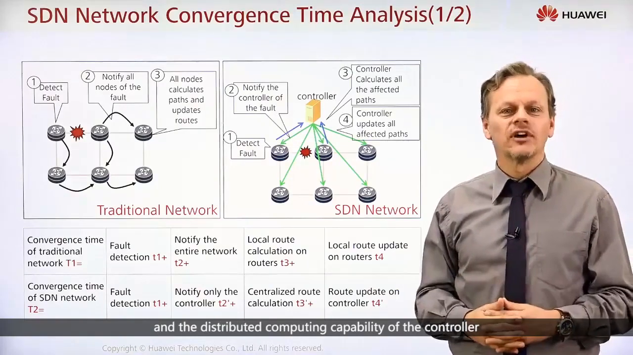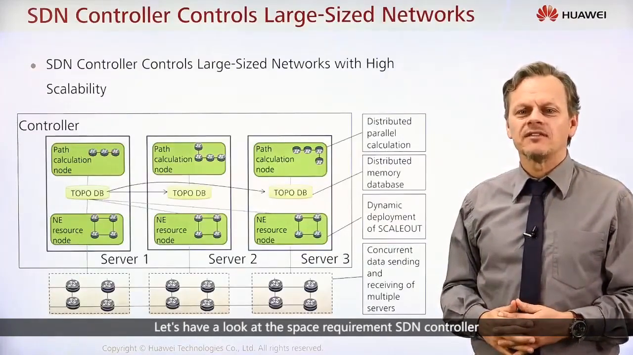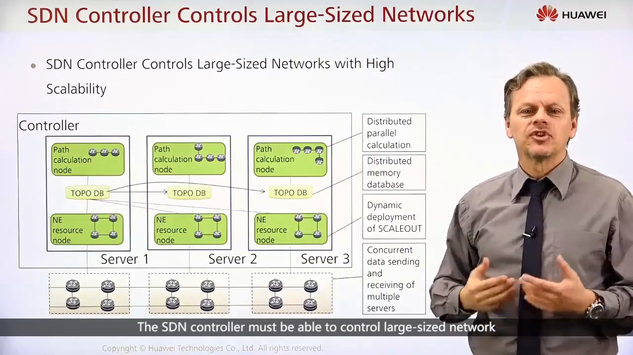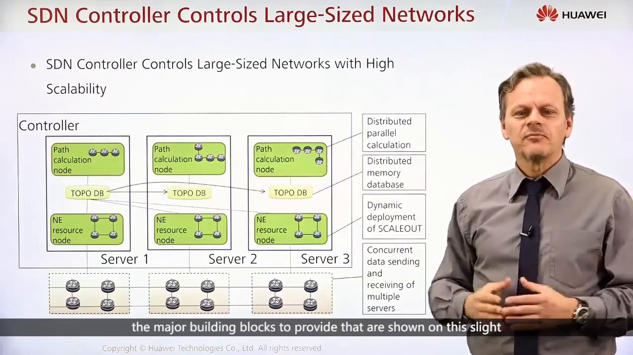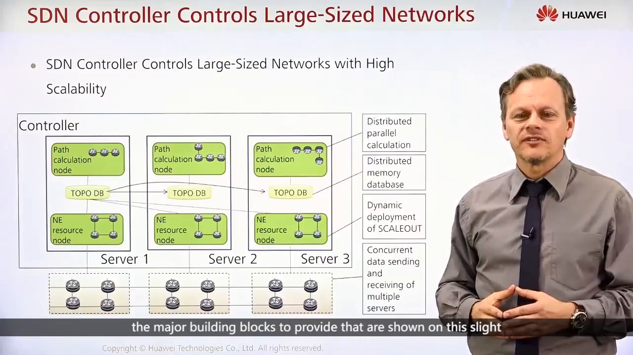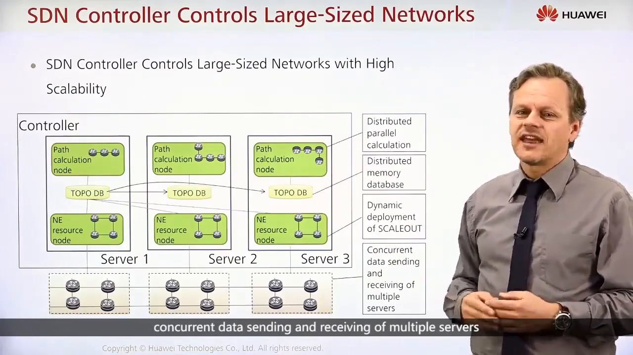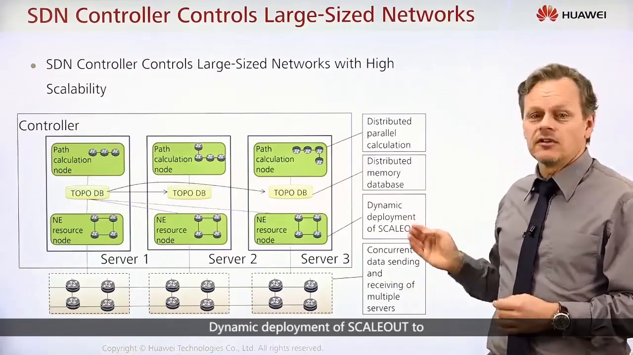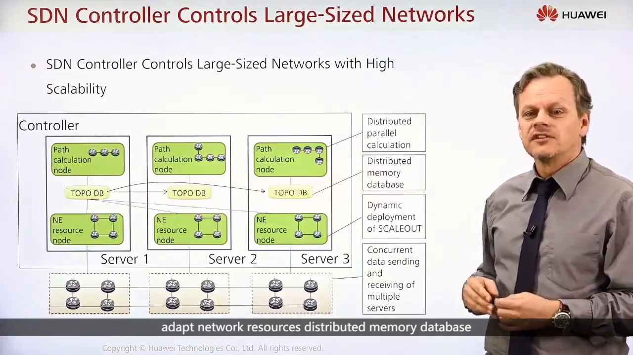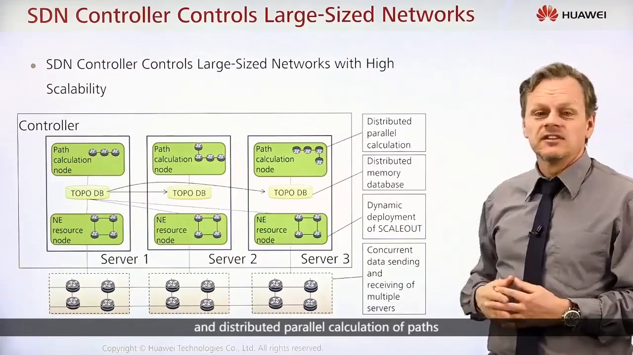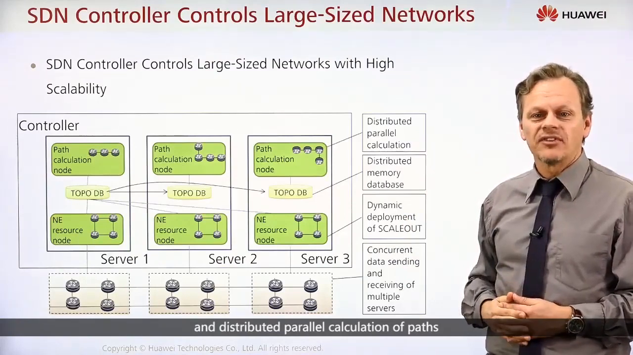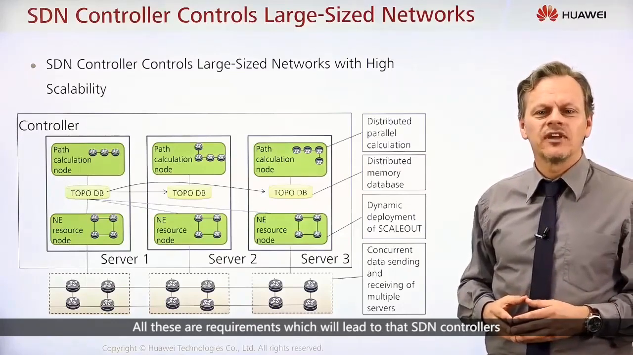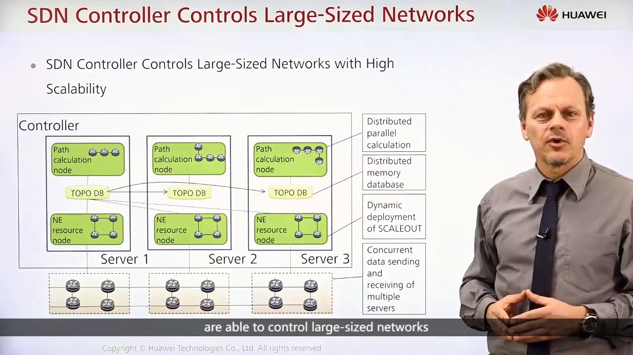Let's have a look at the space requirement of an SDN controller. The SDN controller must be able to control large-sized networks. The major building blocks to provide that are shown on this slide: concurrent data sending and receiving of multiple servers, dynamic deployment of scale-out to adapt network resources, distributed memory database, and distributed parallel calculation of paths. All these are requirements which will lead to that SDN controllers are able to control large-sized networks.